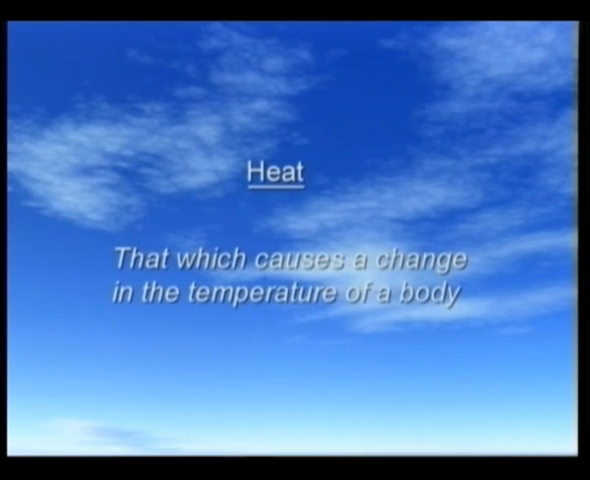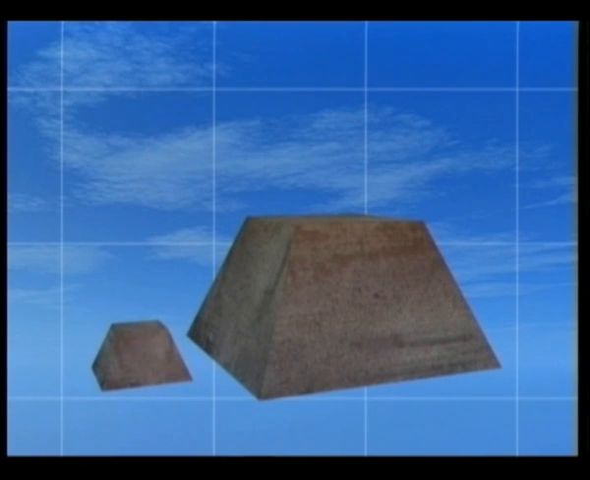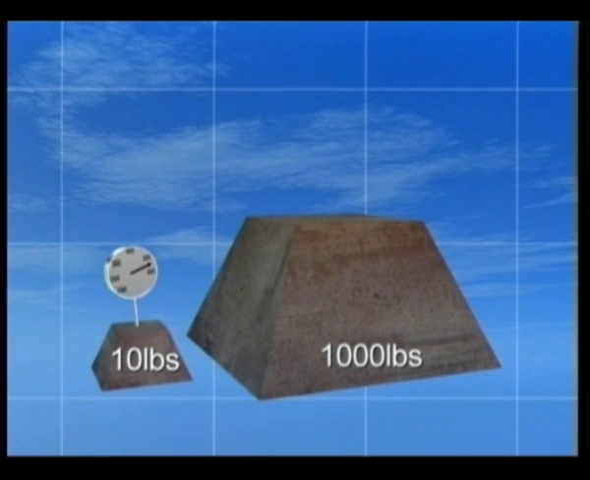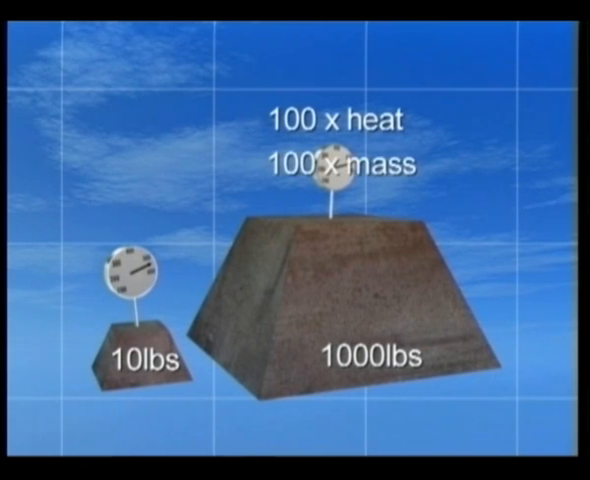To help us further understand the difference between temperature and heat, let's look at two blocks of iron, one weighing 10 pounds and the other 1,000 pounds. Both are at the same temperature. The larger block, however, has 100 times the heat of the smaller because it has 100 times the mass.